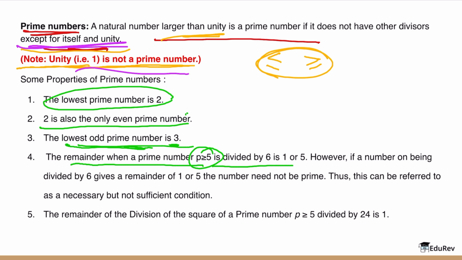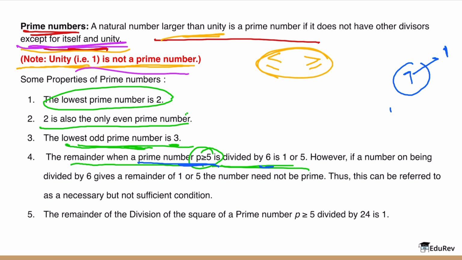is divided by 6 is 1 or 5. This is one of the properties which you need to learn and understand. What they are saying is that whenever a prime number greater than 5 is divided by 6, for example, if I take a very simple example, 7 is a prime number. If 7 is divided by 6, what is going to be the answer? 1.